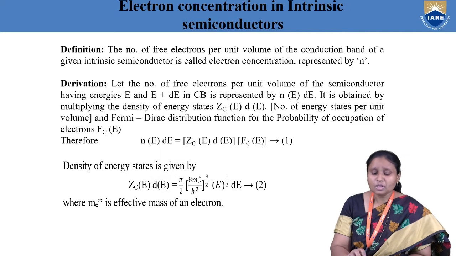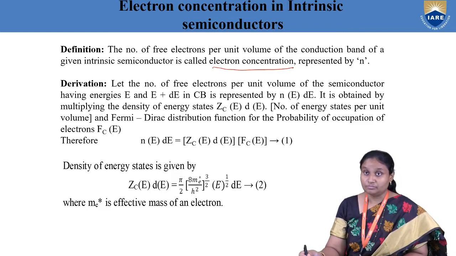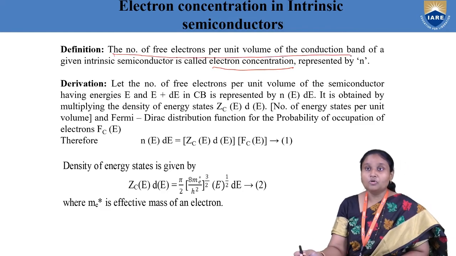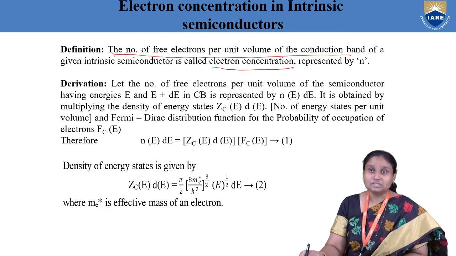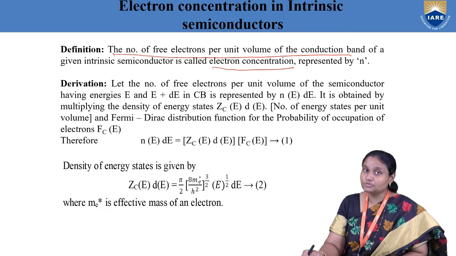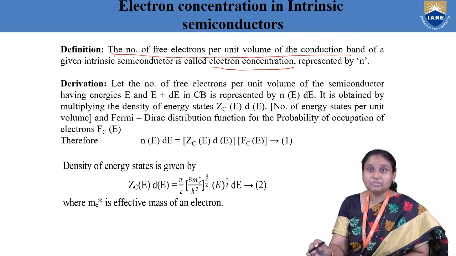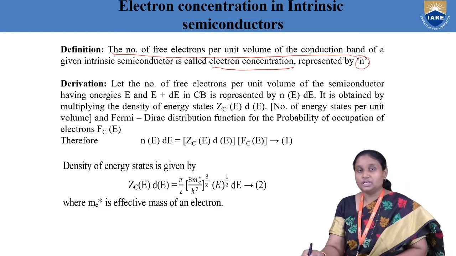As I told you, what do you mean by concentration? Because here we are talking about electron concentration. How many electrons are present in the conduction band? And concentration means number of charge carriers per unit volume. So number of free electrons per unit volume of conduction band of a given intrinsic semiconductor is called electron concentration. Because we are finding electron concentration, what is our charge carrier right now? We are considering electron. So how many free electrons are present per unit volume in the conduction band will give us electron concentration, and it is represented by the notation n.